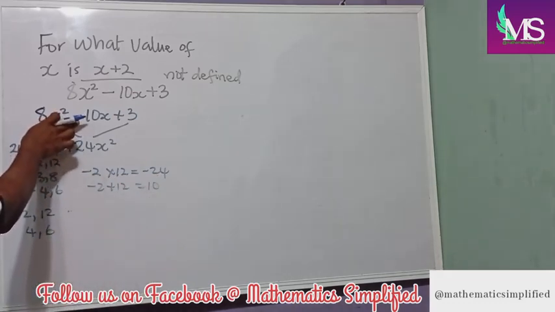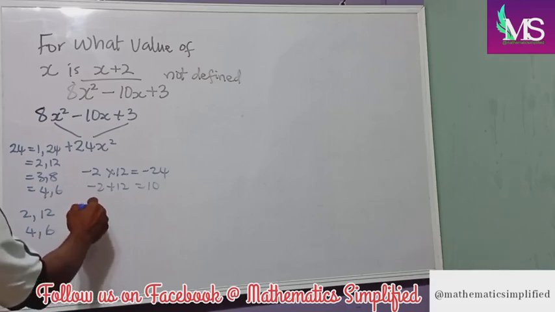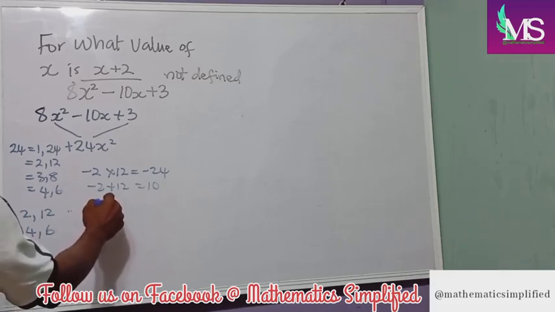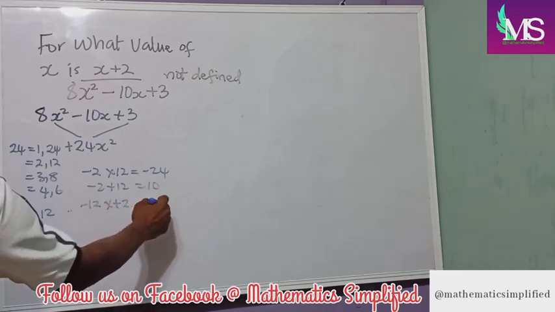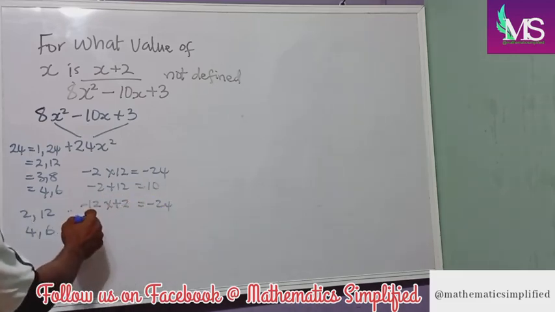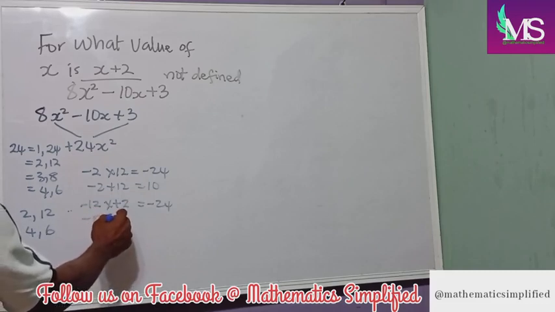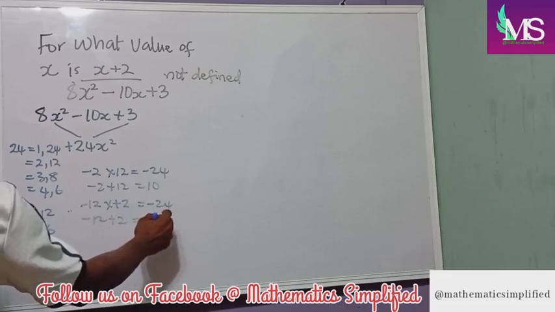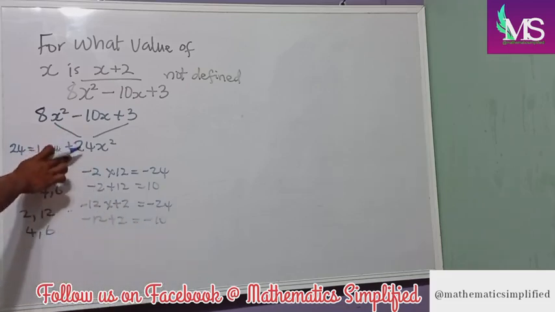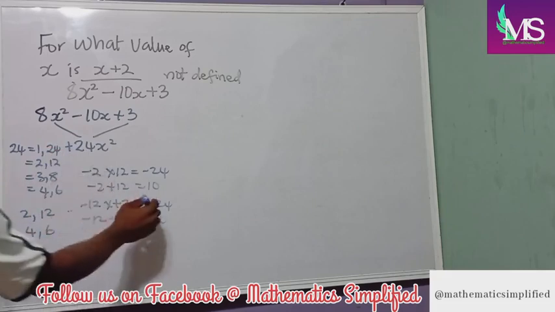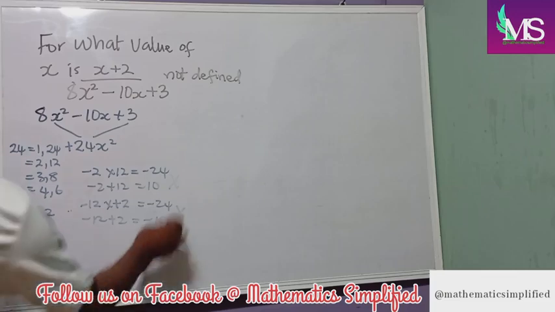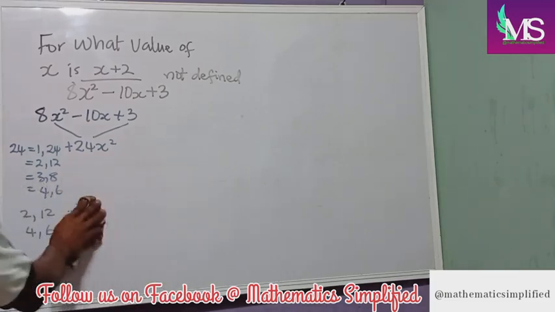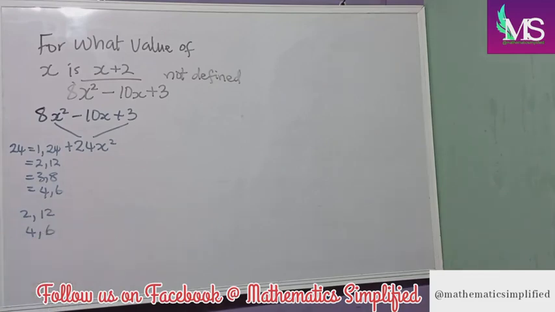But this is a negative 10. So if we reverse the other way, 12 times minus 2, minus 12 times positive 2, we'll get a minus 24, and minus 12 plus 2 will give us a minus 10. All right, but since we have a positive 24, this won't work. Now, having in mind that this won't work, let's look at our second factors, 6 and 4.